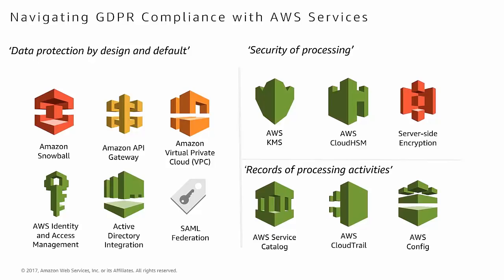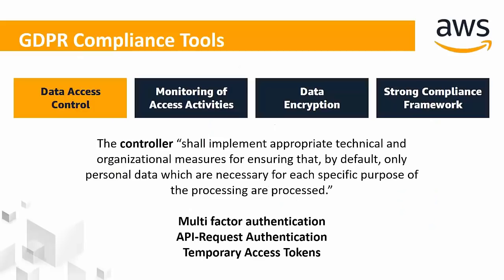the API Gateway as well as a tool to retrieve data, virtual private clouds (VPCs), of course, to protect personal data, as well as identity and access management, Active Directory integration, which controls access to personal data, as well as the implementation of a SAML federation. Security of processing using encryption with KMS, Key Management Service, or CloudHSM, and as well server-side encryption, for example, in EBS. For the records of processing activities, you could use the AWS Service Catalog, CloudTrail, and AWS Config. I will come to this in the next slides.